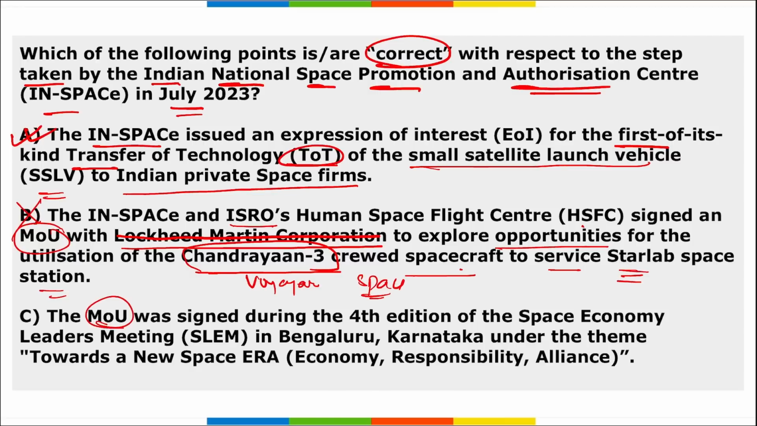Option C, this MOU was signed during the 4th edition of the Space Economy Leaders Meeting in Bangalore, Karnataka, under the theme Towards a New Space Era, that is Economy, Responsibility and Alliance. So option C is also correct here.